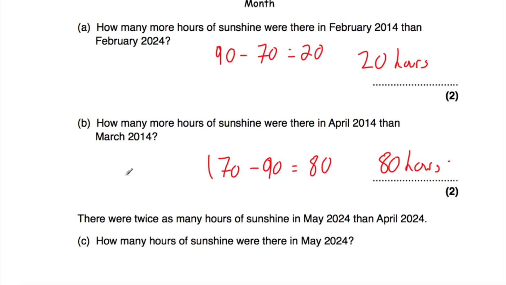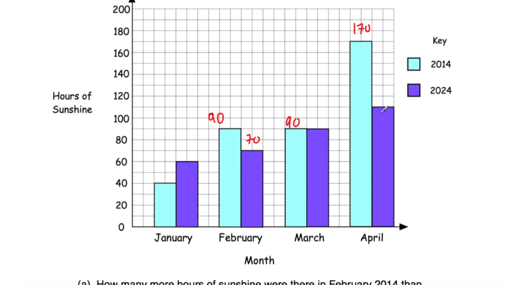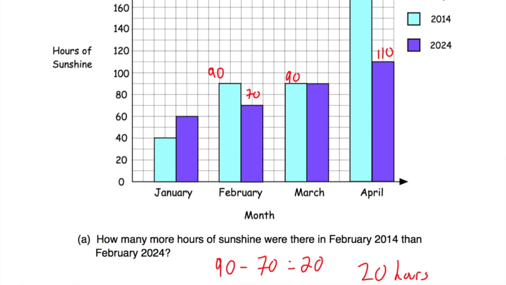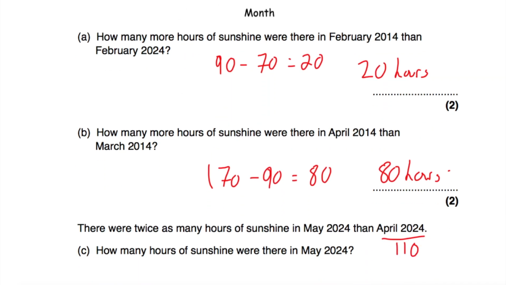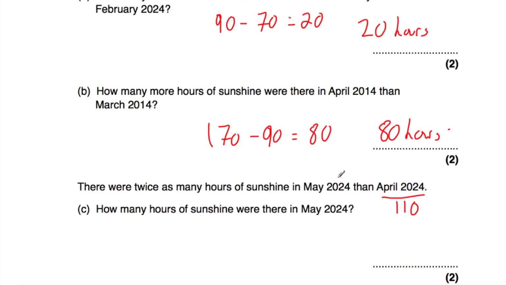Okay, and then if we carry on, we're then told there were twice as many hours of sunshine in May 2024 than April 2024. How many hours of sunshine were there in May 2024? So let's look at April 2024 to begin with. That's 110 hours of sunshine in April 2024. But we're told there's twice as many hours of sunshine in May 2024, so we need to multiply this by 2. So 110 multiplied by 2 is equal to 220 hours. So that's how many hours of sunshine there'd be in May 2024. And that's it. Okay, let's look at our next question.